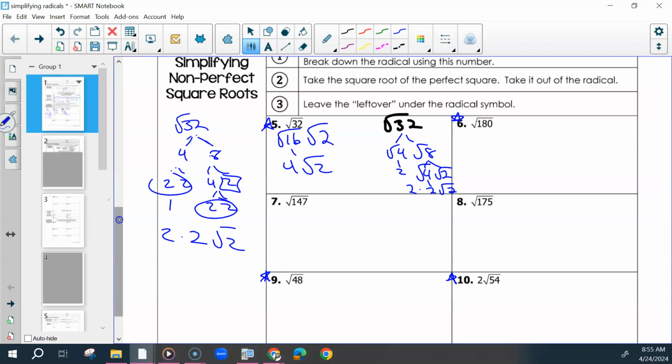So if you like completely breaking it down by the factors, or maybe partially breaking it down, or breaking it down with the perfect squares or just the perfect squares, use whichever method makes more sense to you. Do you have any questions on either of these before we continue? Okay.